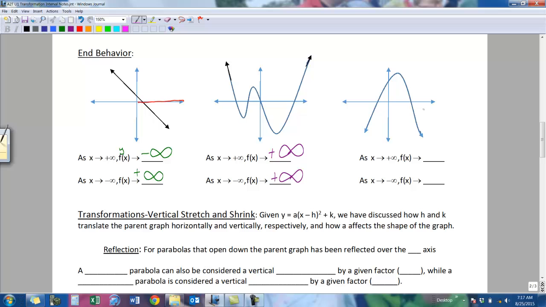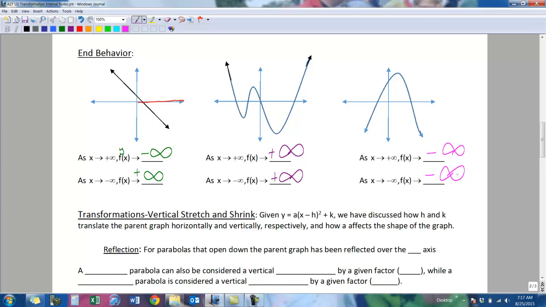Let's talk about this last one. As x approaches positive infinity, what is the end behavior? Well, the end behavior is going down to negative infinity. As x approaches negative infinity, as we go to the left, the graph is going down. So that also approaches negative infinity. End behavior, you just look at the graph and determine what is happening at the end.